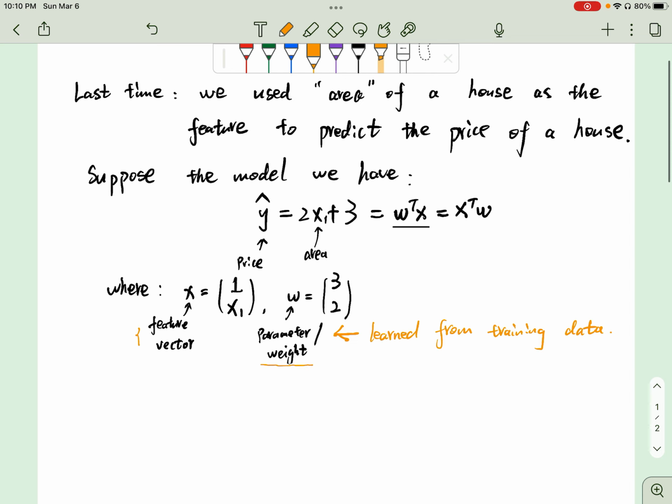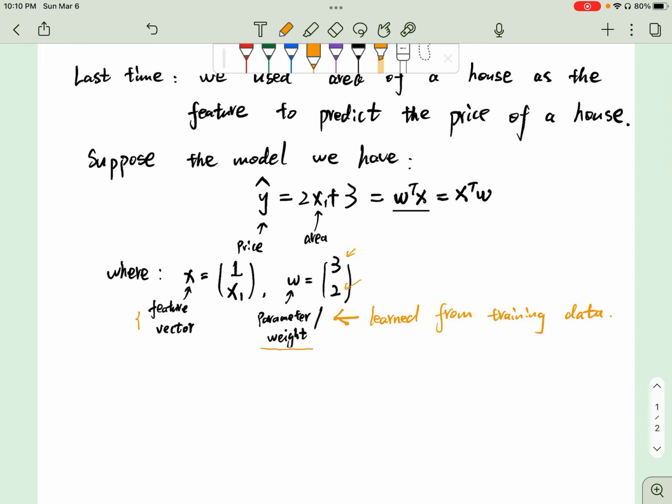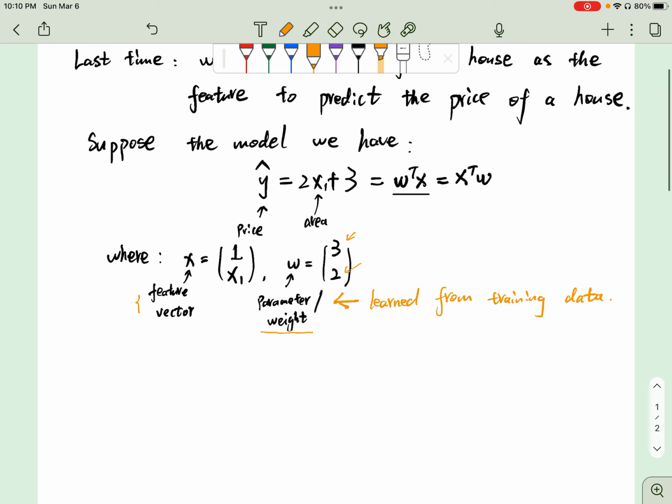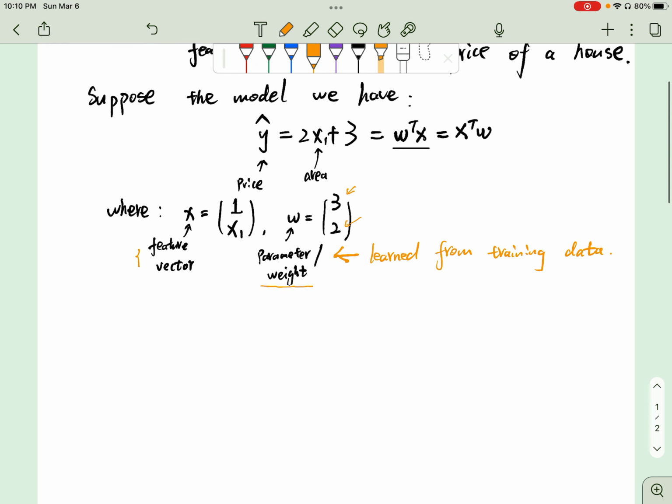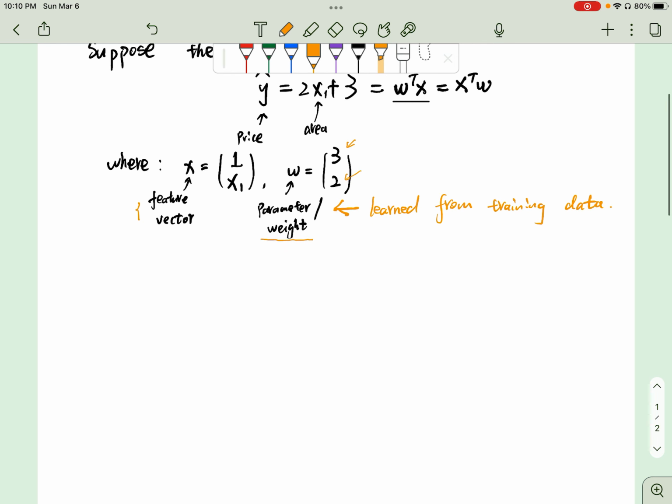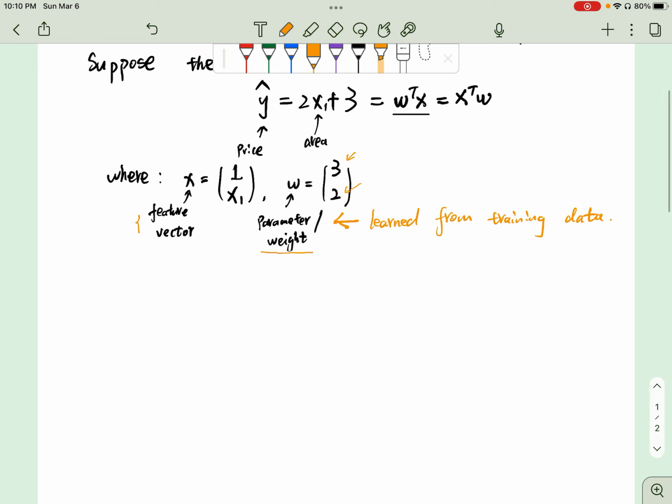So now suppose I have learned these parameters. I have learned this bias term as 3, and this one is 2. So I got this model. Next, we will learn how to get these parameters. These are also very simple examples here.